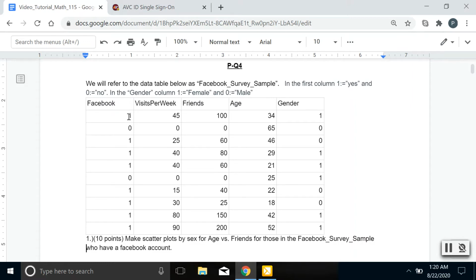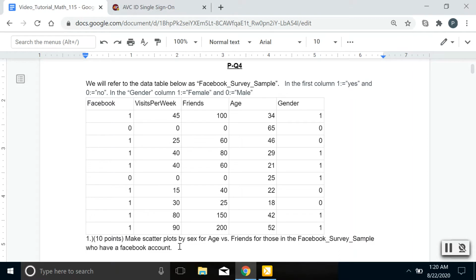So the first person here has a Facebook account, the second person does not, this third person does, and so forth. In the gender column, we're going to let 1 equal female, so this is a female here, and 0 equal male, so that's male, male, female, female, female, male, male, female, female.